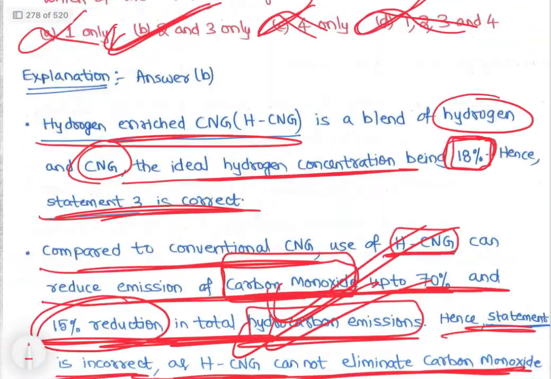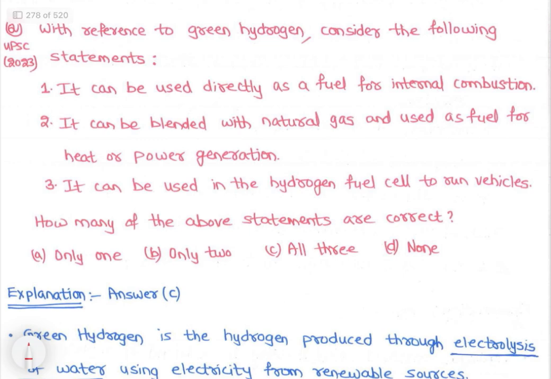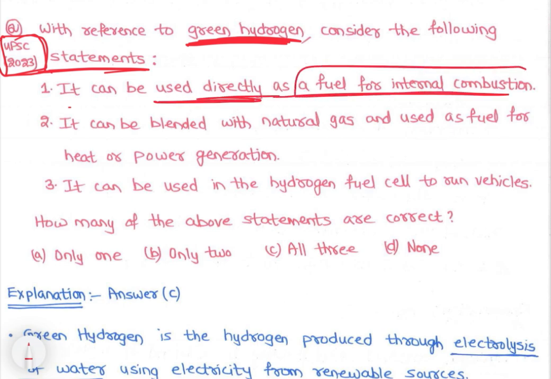So that is the thing. Now let's see the next question. This question was asked in UPSC 2023, with reference to green hydrogen. Consider the following statements. It can be used directly as a fuel for internal combustion.